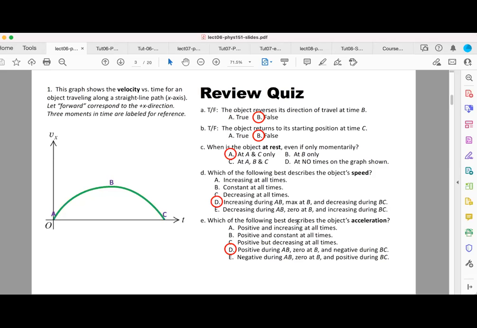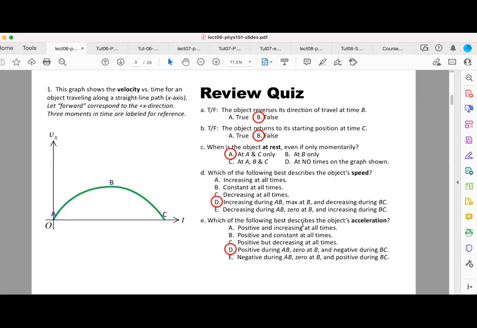Which of the following best describes the object's speed? Increasing during AB, max at the position B, and decreasing during BC. Indeed, we see that between A and B, with time going in this direction, the velocity increases and gets to its maximum at B. And then, as time passes, the velocity goes from the position B back to 0.